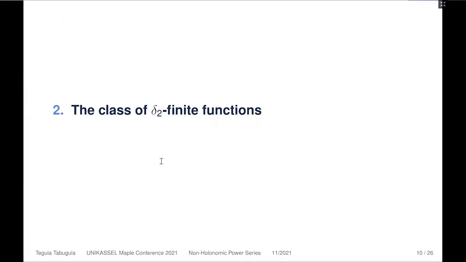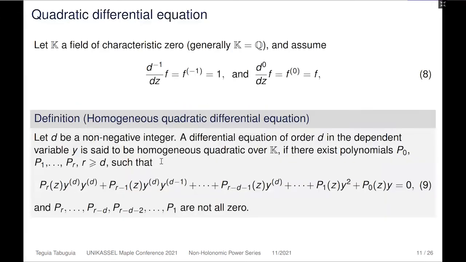Now, let us move to the second section and define what we call delta 2 finite functions. We made some assumptions. The derivative of order -1 is 1, the derivative of order 0 of f is f, and we will be considering a field of characteristic 0 for the coefficients, and generally this is the field of rational functions. We consider differential equations with polynomial coefficients.